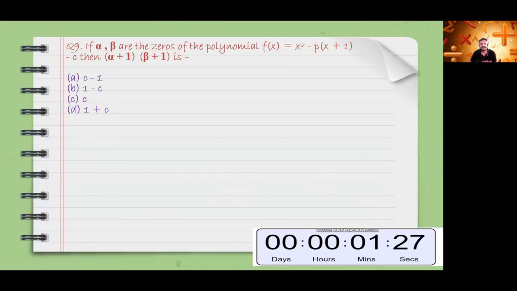If alpha, beta are the zeros of the polynomial f of x, which is equal to x square minus p(x plus 1) minus c, then the value of (alpha plus 1) multiplied by (beta plus 1) is what? You have to find this. Okay, Harsh has given the answer as 1 minus c.